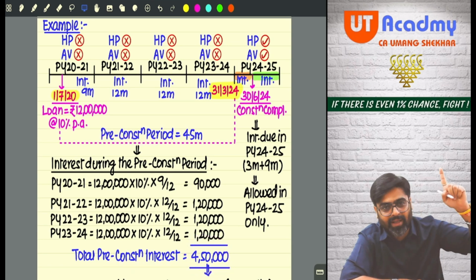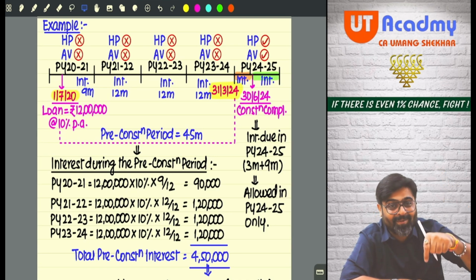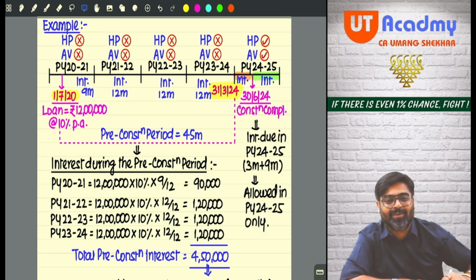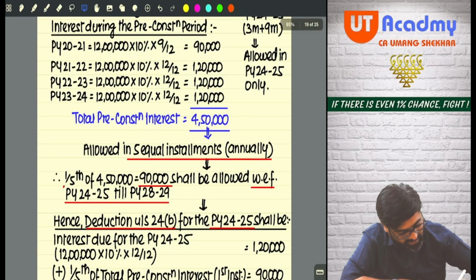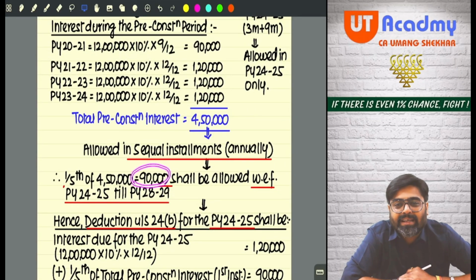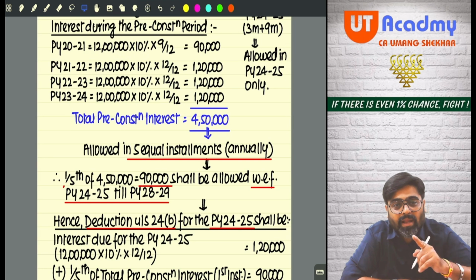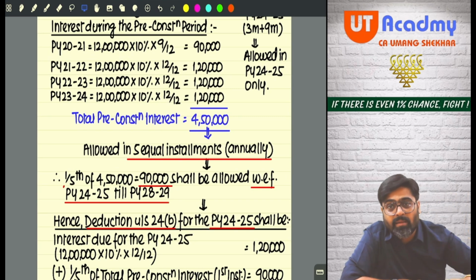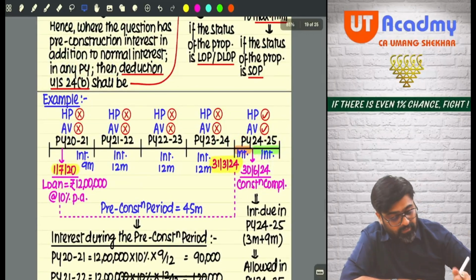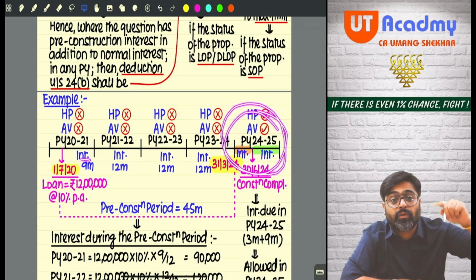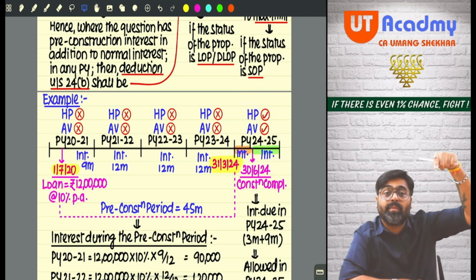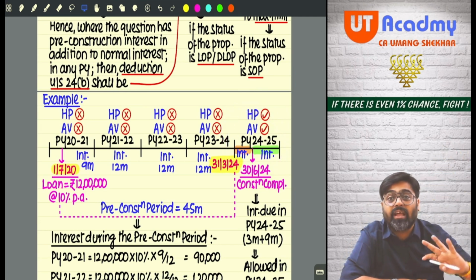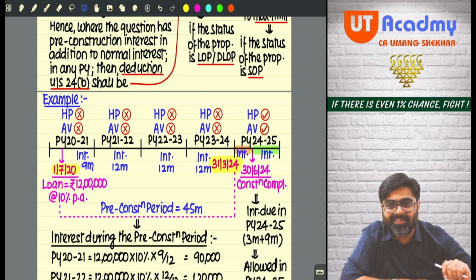Yes. Fully? No. 5 equal annual installments. So I will do 1/5. What will be the 1/5? 90,000. Now tell me, with effect from which year I will be able to claim this 90,000? With effect from the previous year in which the construction got completed. Now tell me, in our example, what was that previous year? 24-25. So in 24-25, 90,000 will be claimed for the first time as pre-construction interest, first installment.